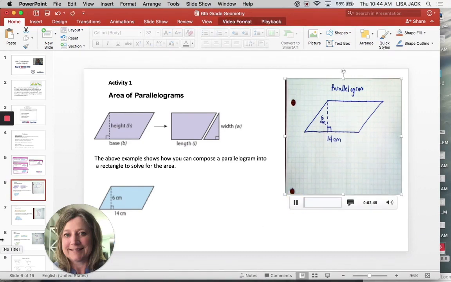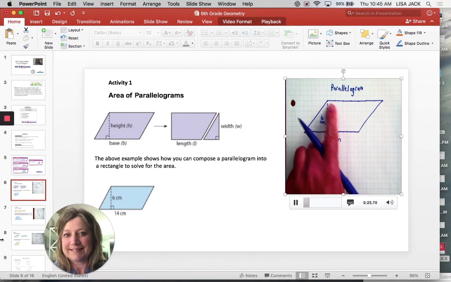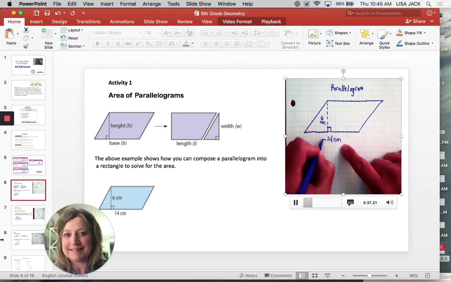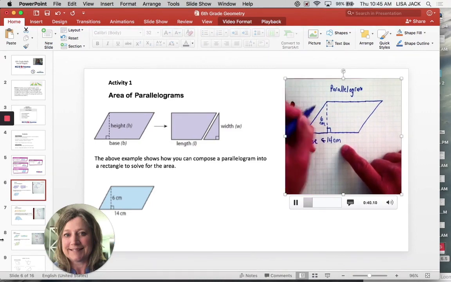Okay, for our first activity, we're going to understand the area of parallelograms. And you can see the purple diagram there shows you basically what we're going to do, but I'm going to do the blue one with you that has the actual trial problem that we can work on together. So I went ahead and drew out your parallelogram. The base is 14 here and 14 here. The height is 6. So you can see that 14 here is the base, and this dotted line right here is the height.